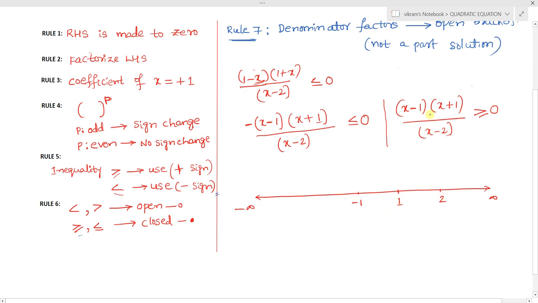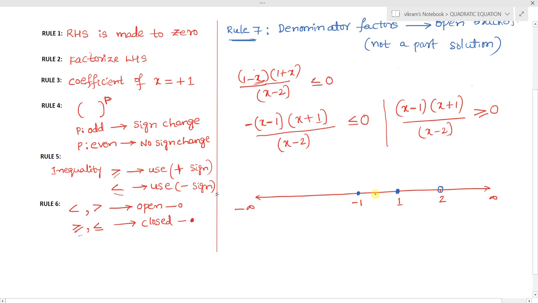Now we have represented the roots of the factors on the real axis from -infinity to +infinity. Whenever we have greater than or equal to, we have to use closed brackets for those values, that means a dot has to be represented. So at x equals 1, it is represented with a closed circle, a dot, and x equals -1 also as a dot. At x equals 2, the denominator factors are not part of the solution, so we represent it with a small open circle.